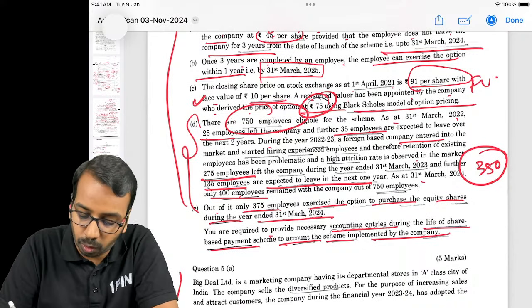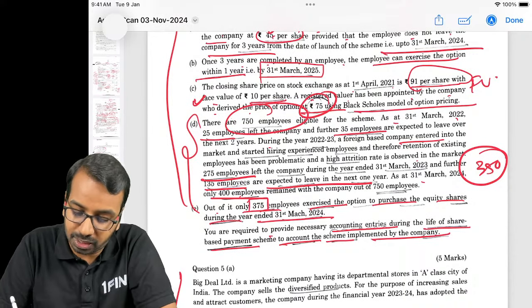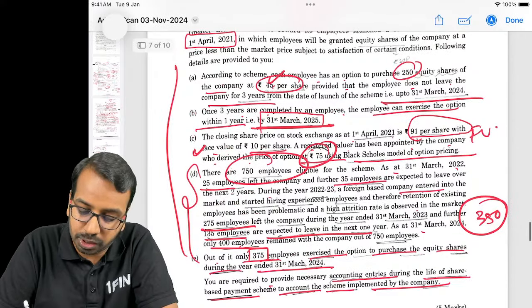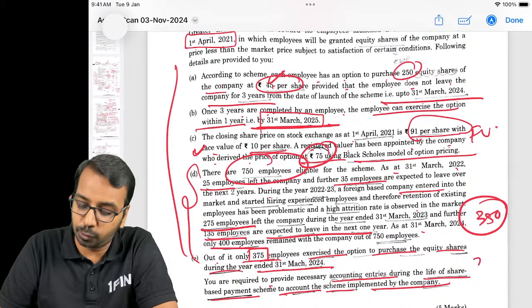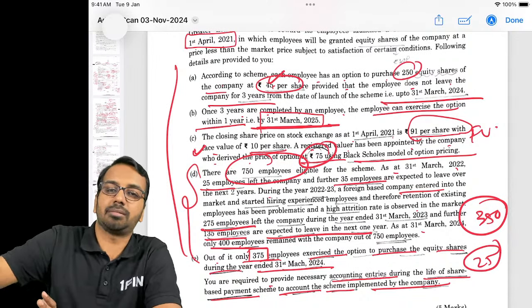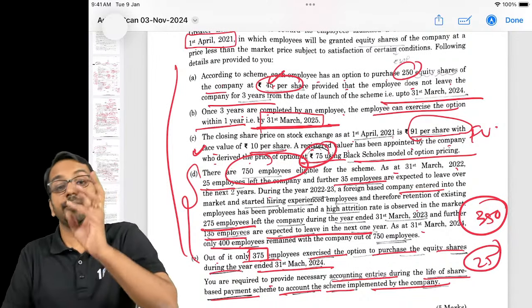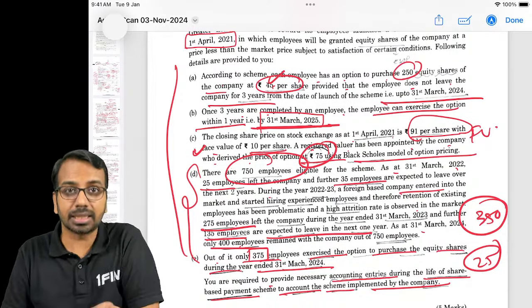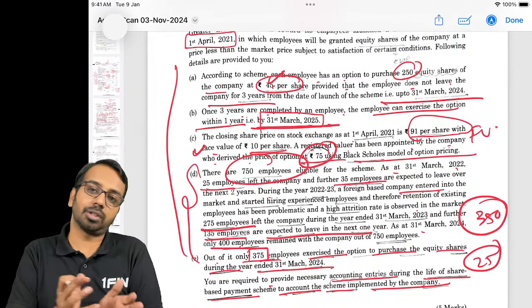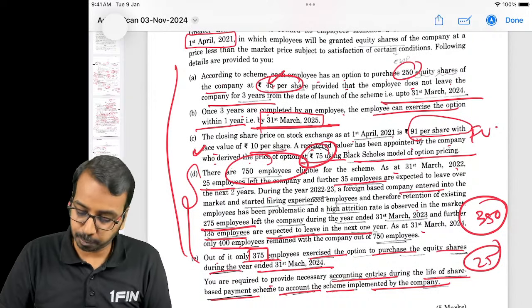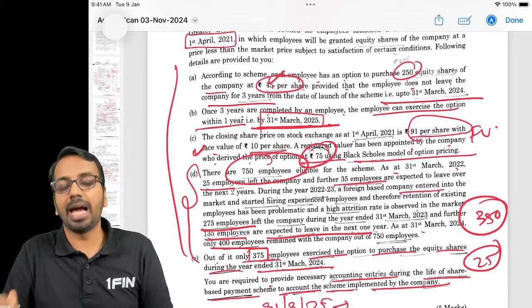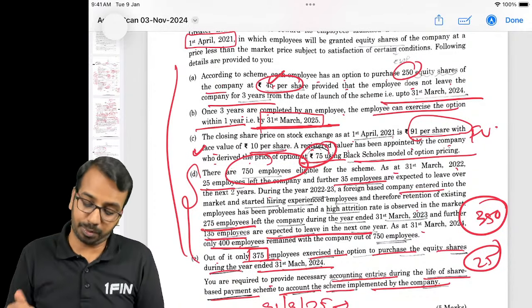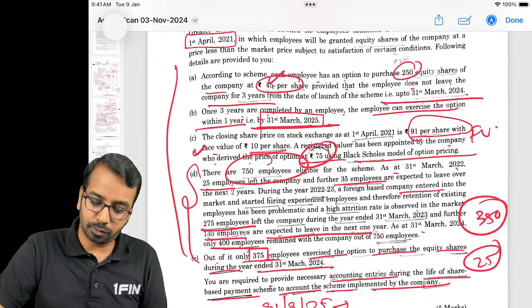Now they have not told what happens to the balance 25. See, they have time to exercise till 31st March of 25. So they have not told what happens to the balance. So one, you can assume the balance 25 will exercise in the next year. You will not pass the entry now. If you assume the balance 25 will not exercise, then you will transfer the balance to the retained earnings. Or you can assume that they are exercised in the year ending 31st March of 25 and pass the necessary journal entry in that period. Okay, so let's look at the solution.